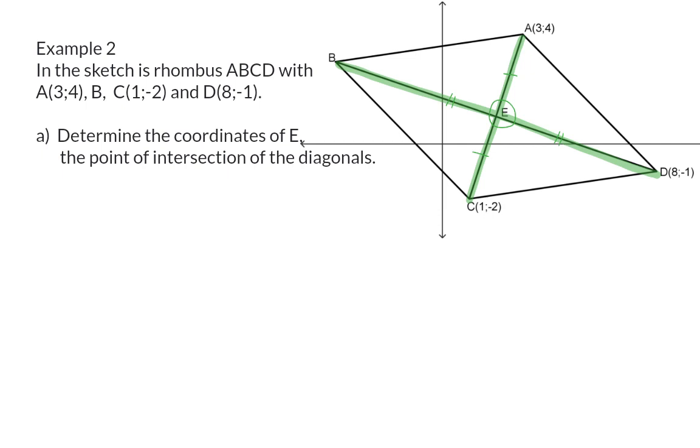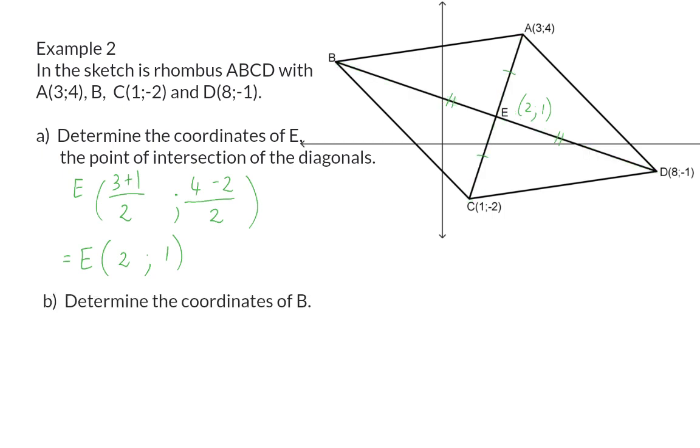So in question A, when we need to determine the coordinates of E, we can determine the midpoint of AC. So when using our midpoint formula, I'm going to add up the x values of A and C and divide by 2, and also add up the y values of A and C and divide by 2. This means the coordinates of point E will be 2 and 1. It is always useful to add what you calculate on the sketch, just in case you might need it later on. Question B. Determine the coordinates of point B.